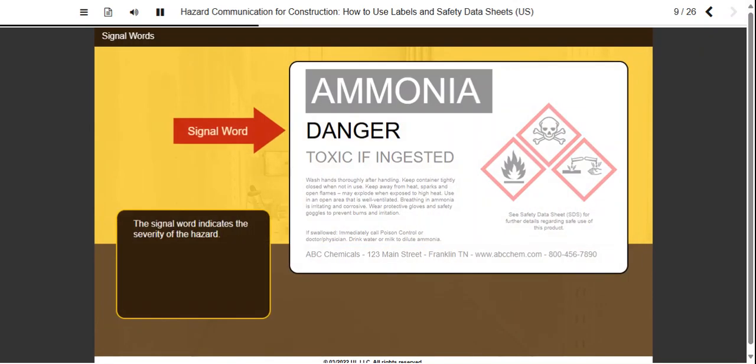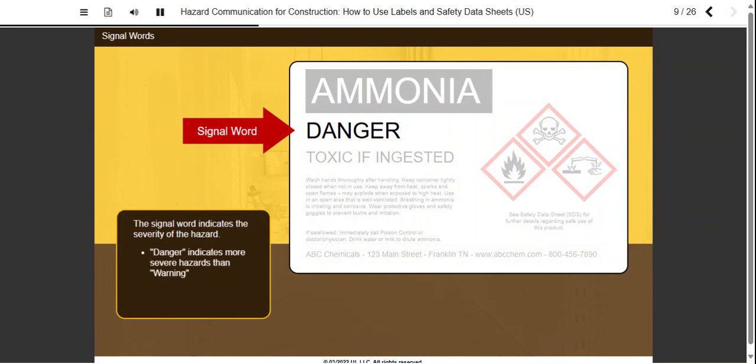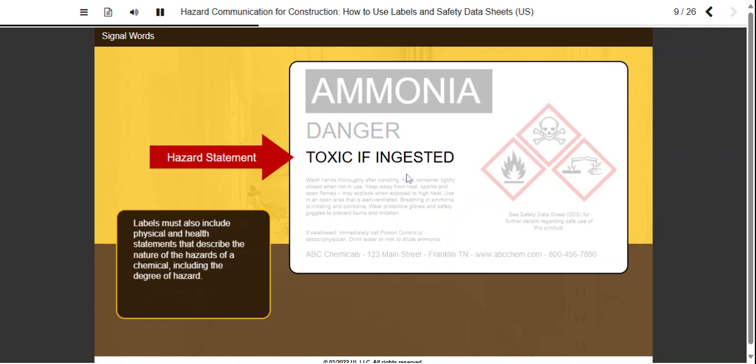The signal word indicates the severity of the hazard. Danger indicates more severe hazards than warning. Only use one signal word per label. Labels must also include physical and health statements. These statements describe the nature of the hazards of a chemical, including the degree of hazard.